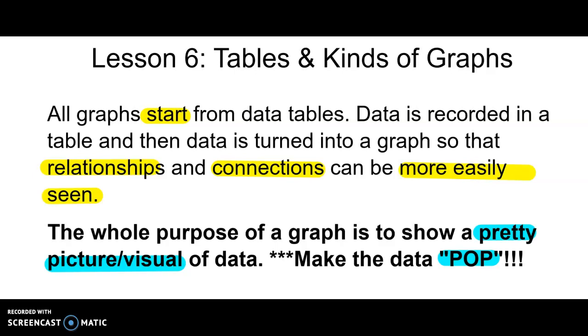Okay, so biggest thing is all graphs start from some type of data table. Data gets recorded into a table, and then that's turned into a graph so that you can see the relationships and connections more easily. How I would have explained this in class, and I would have said this over and over, is that the whole purpose of a graph is to show a pretty little picture of our data, because when we just look at a table, it looks kind of boring, and you don't really see how different parts of it are connected. But whenever you put that into a picture or visual with some color, that data just starts to pop, and you can see so many more connections and relationships.